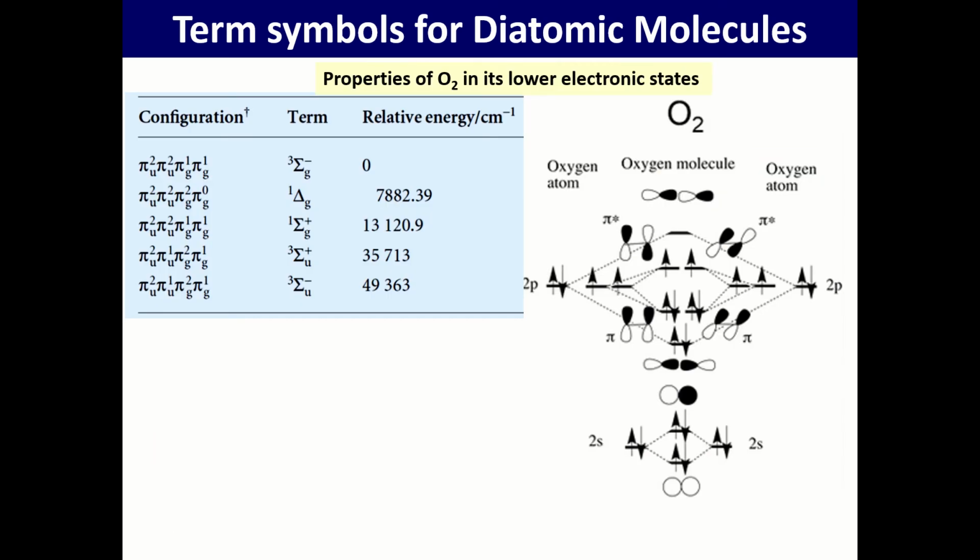So, and then we arrived at this thing, properties of O2 in lower oxidation state. This is the ground state, triplet. Ground state is triplet, and the excited states are two singlet states which are next to it in terms of energy, first, second.